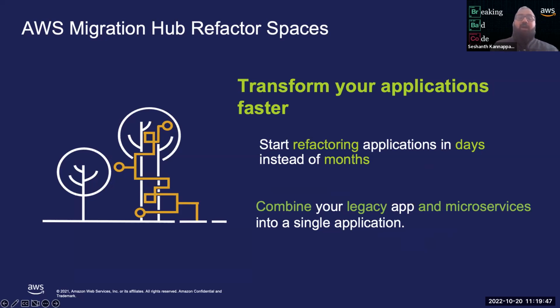There's a lot of undifferentiated heavy lifting that goes into preparing the right environment so you can move from a monolith to a microservice. Things like routing, how can you incrementally refactor, and so on. With Refactor Spaces, we're helping you provision that multi-account refactor environment so that you can have a cross-account network bridge between your existing applications and your new microservices. Next slide.